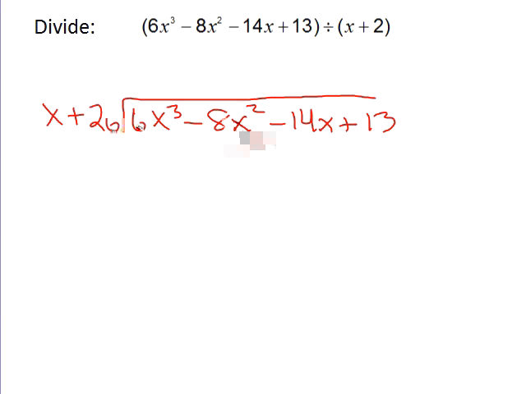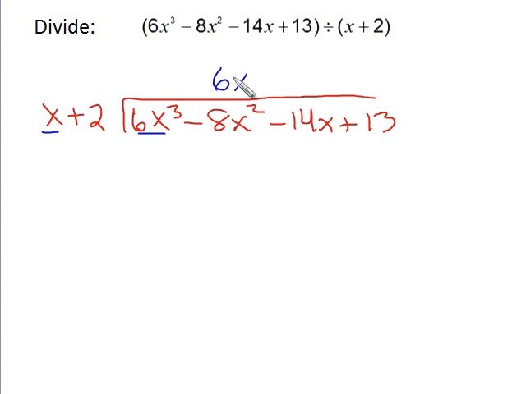Now, similar to the way we do long division in arithmetic, I am going to take these two terms and divide them into these two terms. But what's more specific than arithmetic is I need to know exactly x times what would give me 6x cubed, and that would be 6x squared. So I'm going to go ahead and line it up in my x squared column.